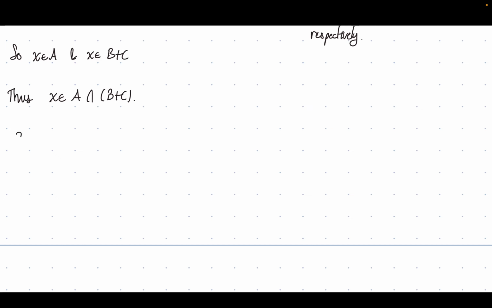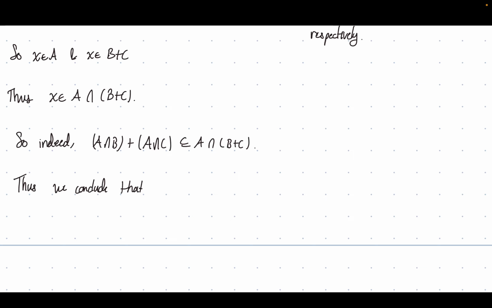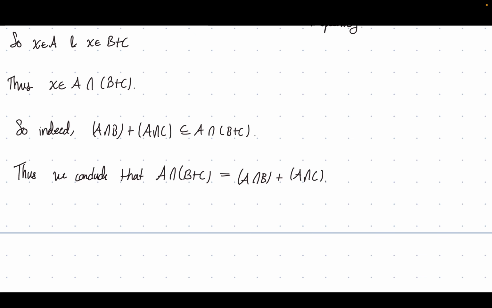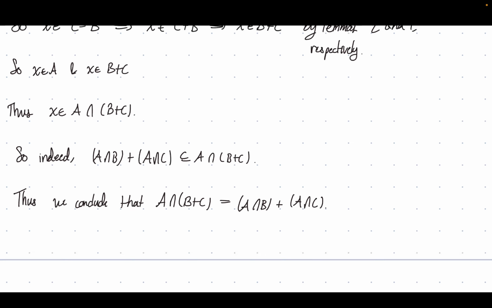So indeed, A intersect B plus A intersect C is a subset of A intersect B plus C. Thus, we conclude that A intersect B plus C must be the same set as A intersect B plus A intersect C. Alright, and that is all for part 1.